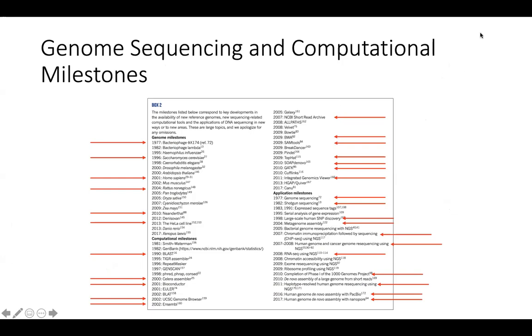Now they bring to us another table, a box, they call it a box, that is very, very interesting. It brings about the genome sequencing milestones and the computational milestones and the application milestones. So in the 70s, the first genomes were sequenced. The bacteriophage genome was sequenced in the 70s. In the 90s, Saccharomyces cerevisiae. And then in 2001, Homo sapiens.